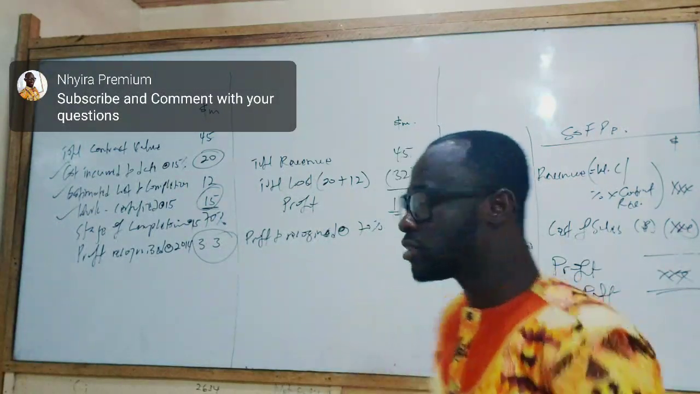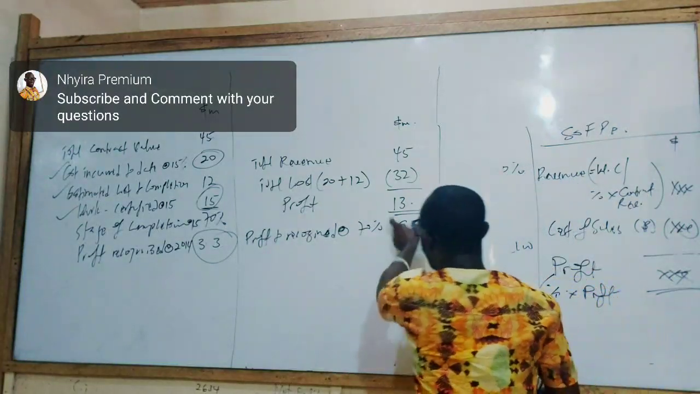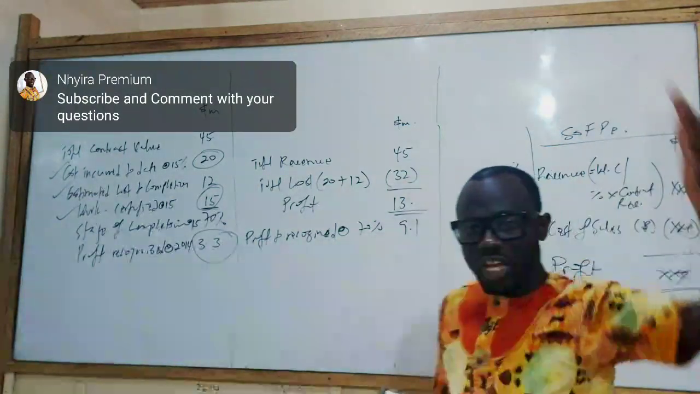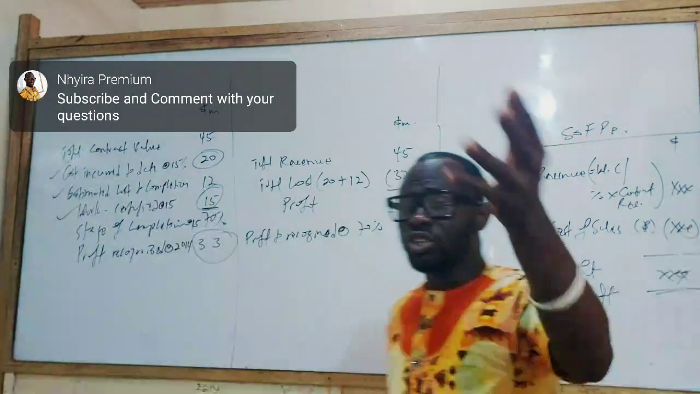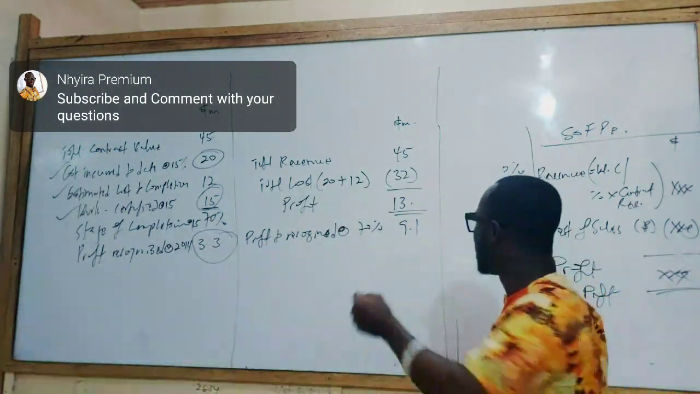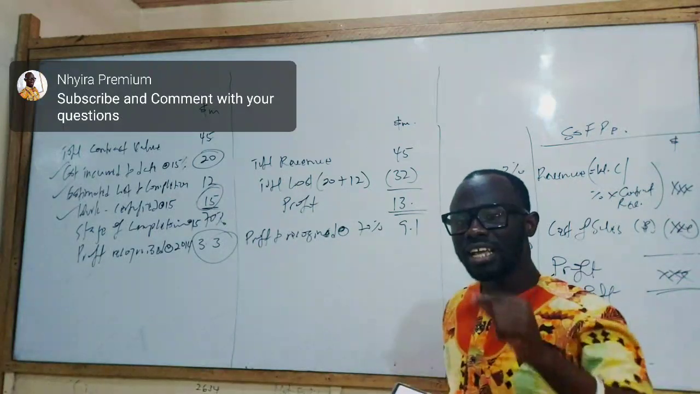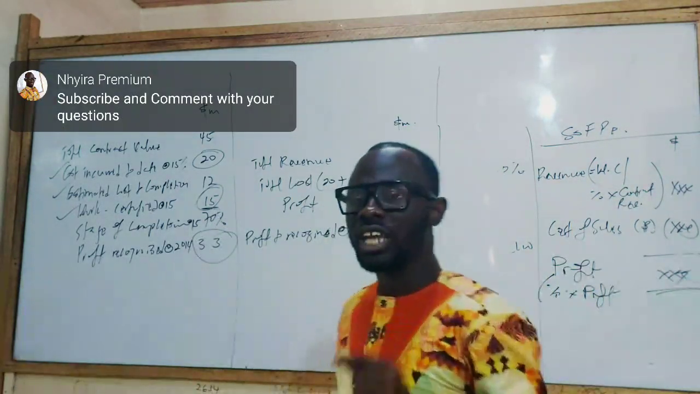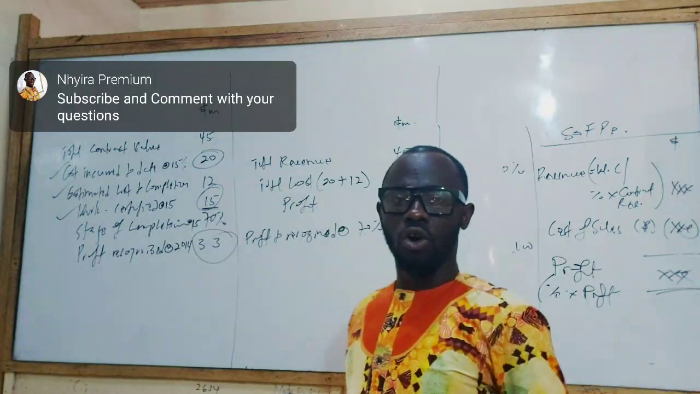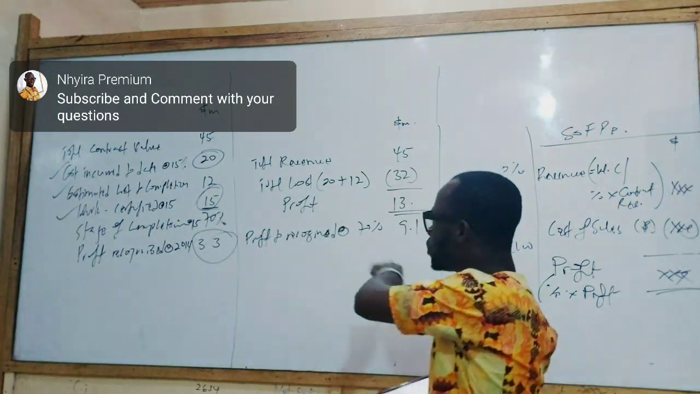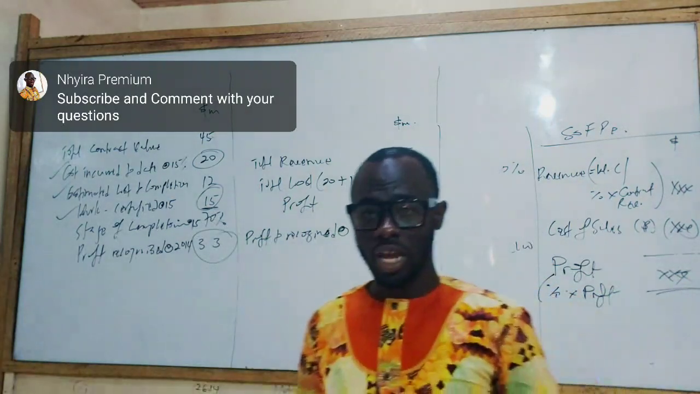From our workings, the total profit is 13. But we finished the job from last year till now, 70% of the job. So the total profit we can recognize is 9.1. But since last year, the entity had recognized 3.3, then this year, we will only recognize what? 9.1 minus 3.3 in relation to that.